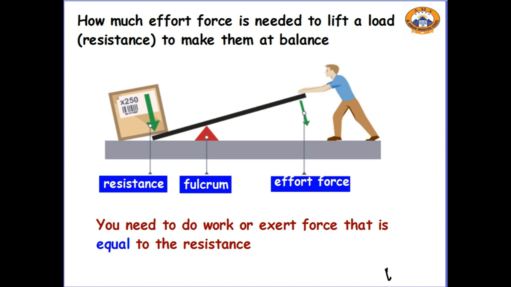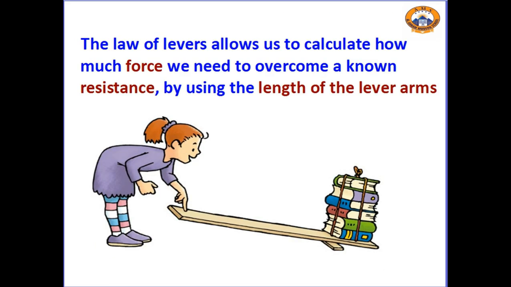Look at the picture. The man is trying to lift up the box, so he needs to exert effort. How much effort does he need to lift up the box? By using the law of levers, we can find out the effort force needed to overcome a resistance, and also we can decide if this lever saves effort or not. So, the law of levers allows us to calculate how much force is needed to overcome a known resistance. But we have to know the value of the arms of the lever.